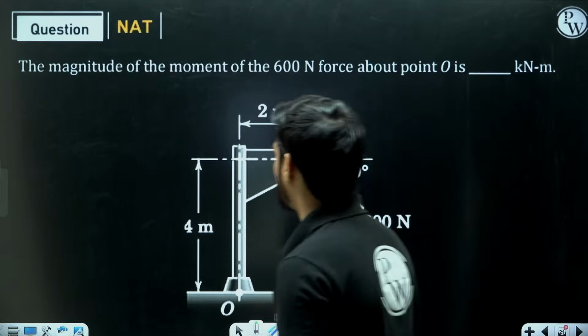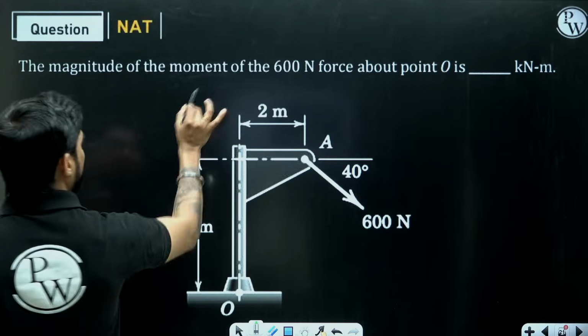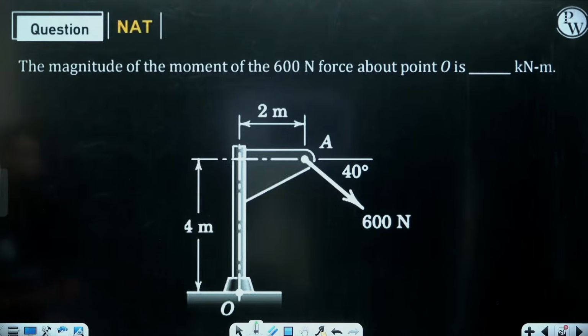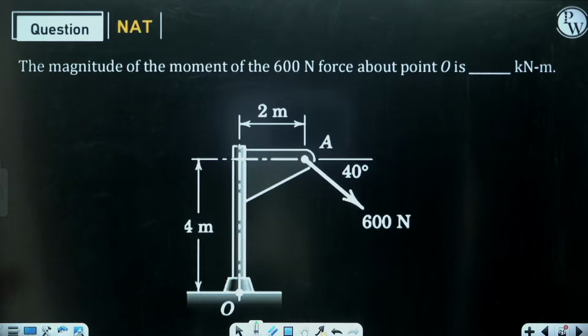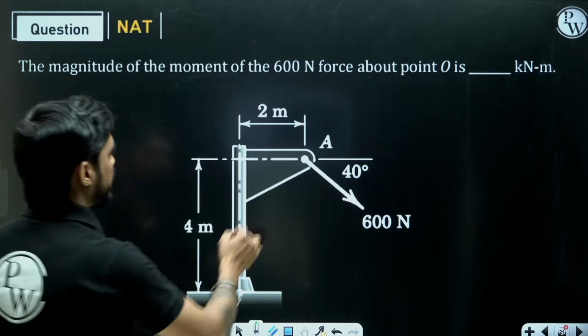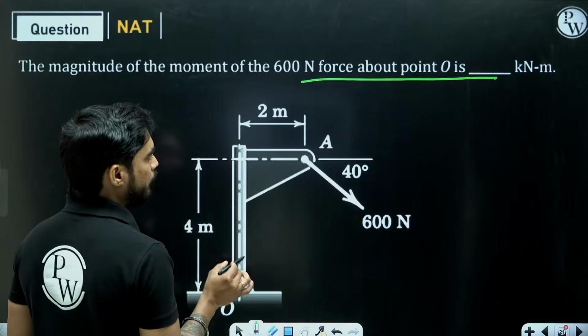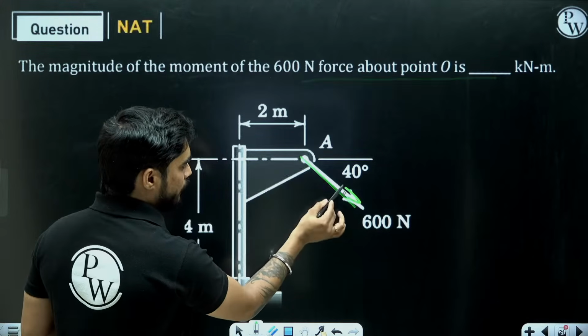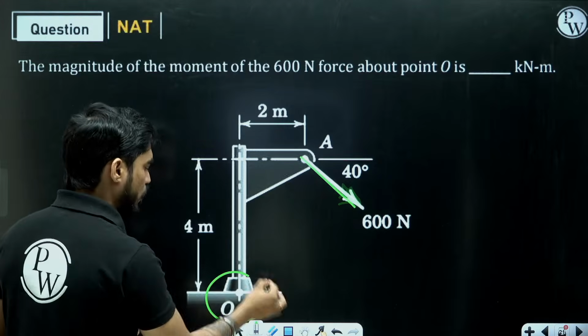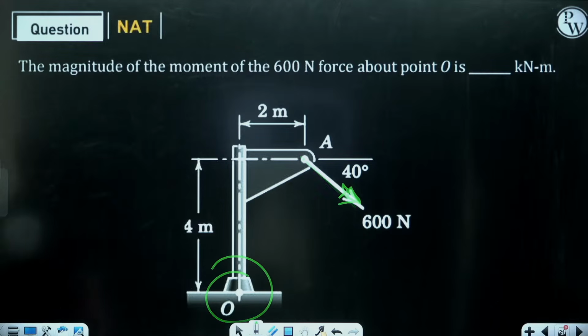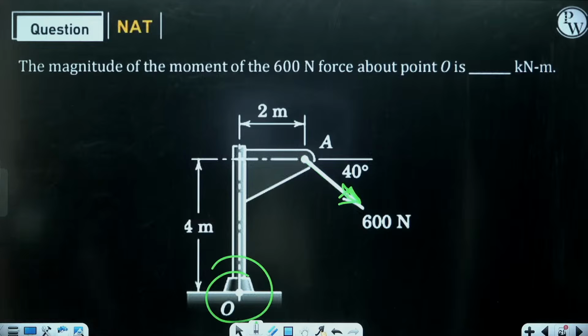I want you to solve this one on your own. The magnitude of moment of 600 Newton force about point O is. So we need to find the magnitude of the moment of this force about this point O. So apply Varignon's theorem and calculate the moment.